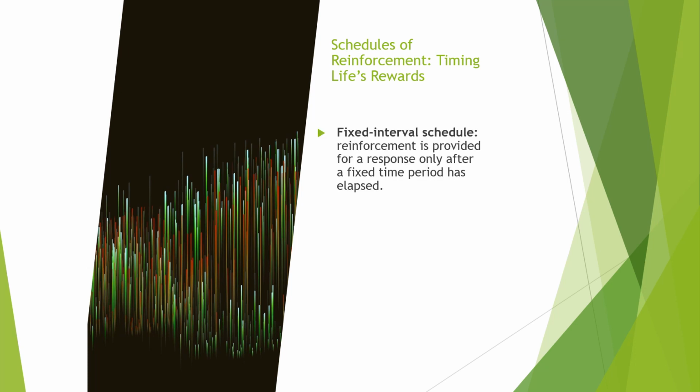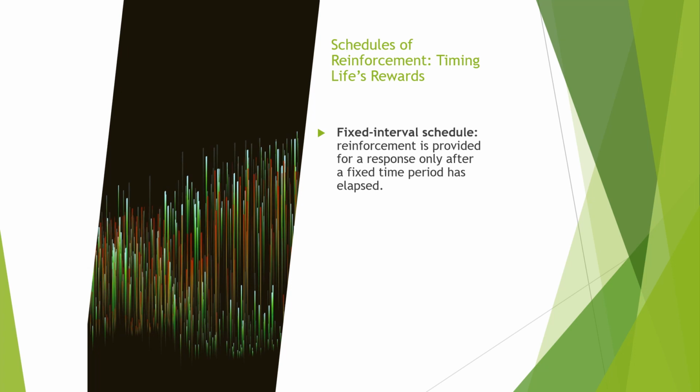The next thing I want to talk about is the interval schedules. Remember, interval means time. We still have fixed and we still have variable, but now we're talking about time. So a fixed interval schedule is that reinforcement is provided for a response only after a fixed amount of time has passed. So if it is FI 20 minutes, you will not be reinforced until 20 minutes has passed. If you're paid on a weekly schedule, you know you're not going to get your paycheck until 7 days has passed.